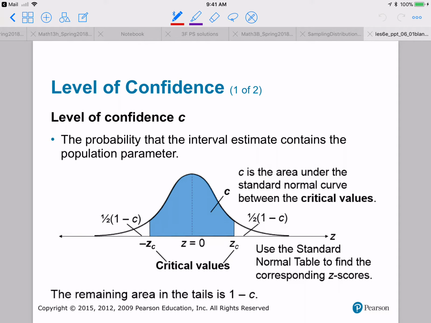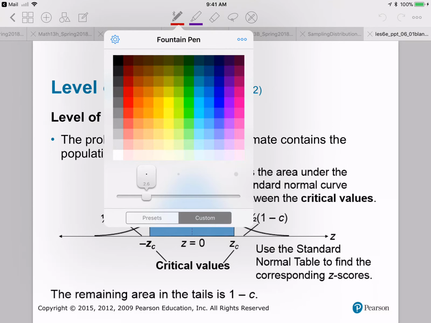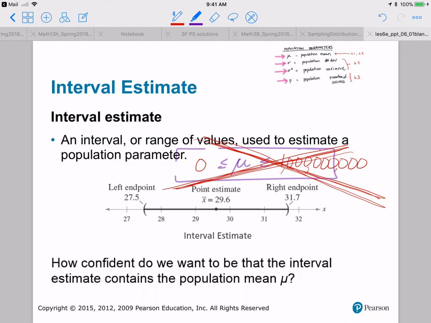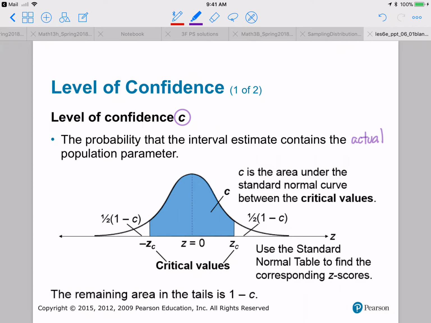Your confidence level is denoted by C. Let's go ahead and put this in here. So C is your confidence level, and we're going to see C a lot. C is the probability that the interval estimate contains the actual population parameter. Remember, before we said it's very easy to come up with an interval where there's a 100% probability that your actual value is in that interval. But usually by the time you have 100% confidence, your interval is so large that it's not useful.